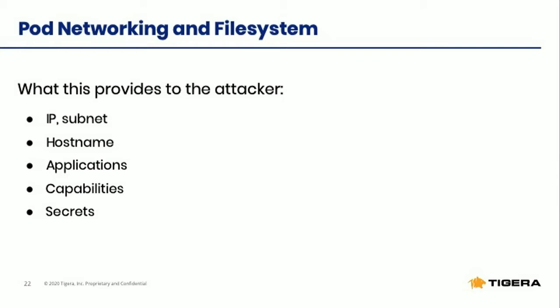So with that, what do they have, right? The attacker now has the pod IP address and the subnet it's in. They will also have the hostname of the compromised pod, to know what the pod is about. The attacker then also knows what applications are running on this compromised pod, and if there's any other vulnerable application that they can then use also.